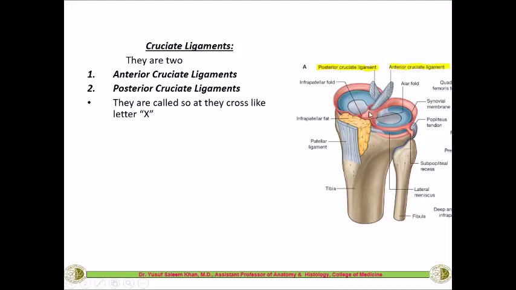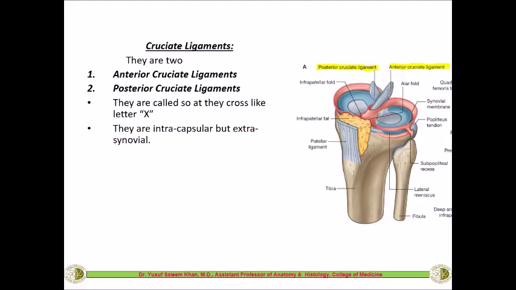If you see here, this is the anterior cruciate ligament crossing and going behind. The posterior cruciate ligament from behind is coming forward. So they cross each other. So that's why it is called crossing ligaments or cruciate ligaments.